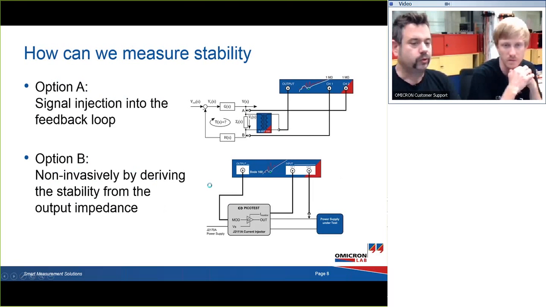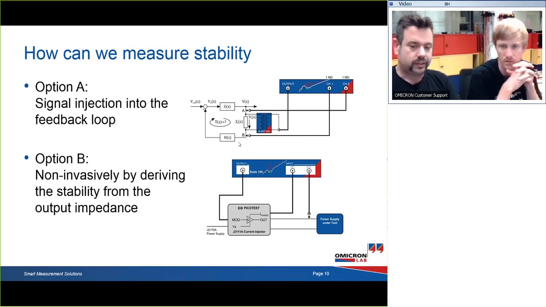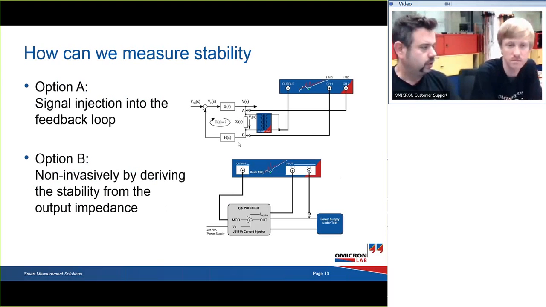This is not the main topic for our presentation today, because we want to talk about plan B. Our plan A is the signal injection method into the feedback loop, which was elaborated on yesterday in our webinar about standard stability measurements. You can find everything in the PDF if you haven't been there, or in the recording. The other option that we are offering is a so-called non-invasive measurement. Non-invasive in the way that you are measuring the output impedance, you derive certain parameters of the output impedance, and then you are able to calculate the phase margin.